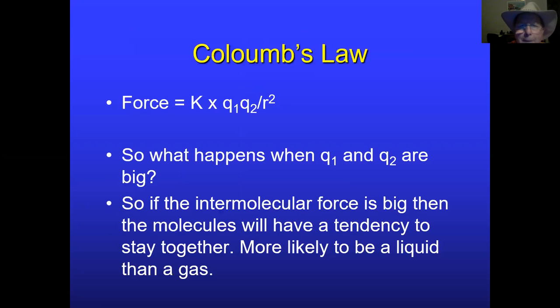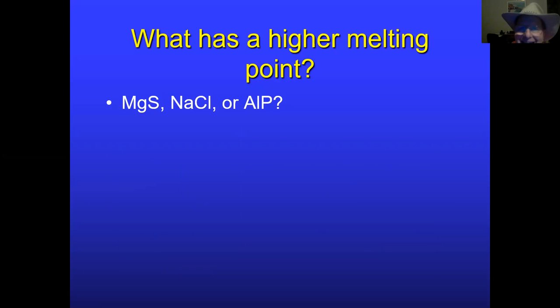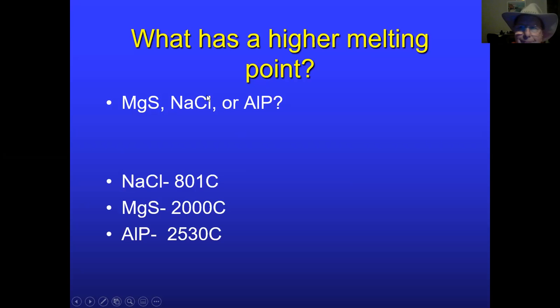So remember, force is equal to the first charge times the second one. So if that's the case, which one of these is going to have a stronger pull for one another? NaCl. That has 1 plus times 1 minus. With that in mind, Dana, remember, we're taking Q1 times Q2. What's going to give me the bigger number when I multiply them together? 3 times 3, 1 times 1, or 2 times 2?